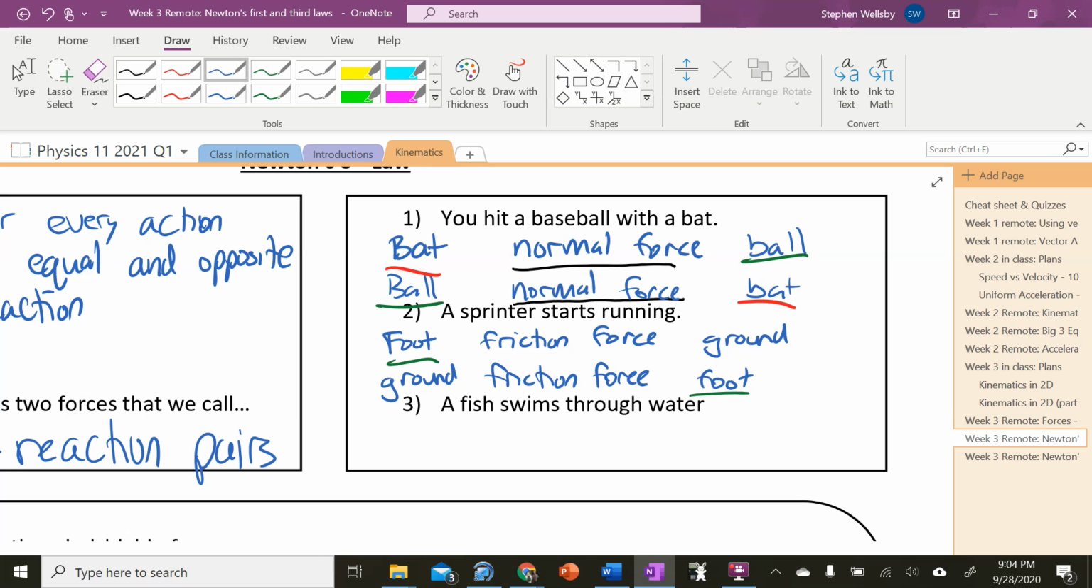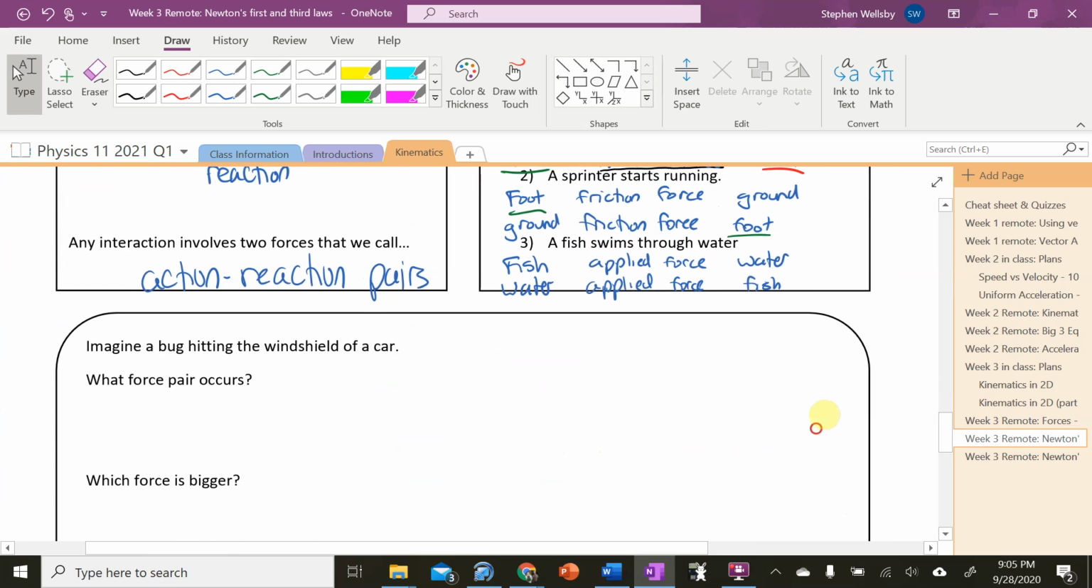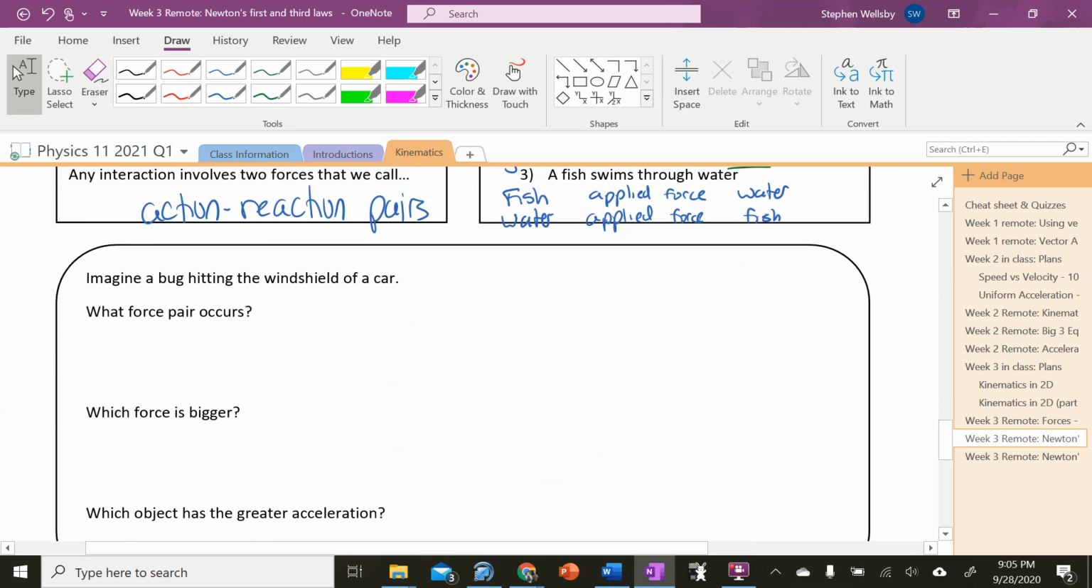And lastly, in this case here, the fish, I'm just going to call it applied force. So the fish has an applied force on the water, and likewise the water has an applied force on the fish. Okay, what about a bug hitting the windshield of a car?